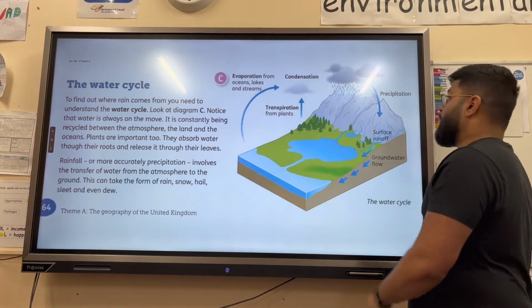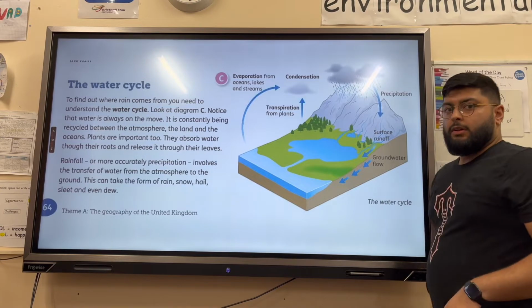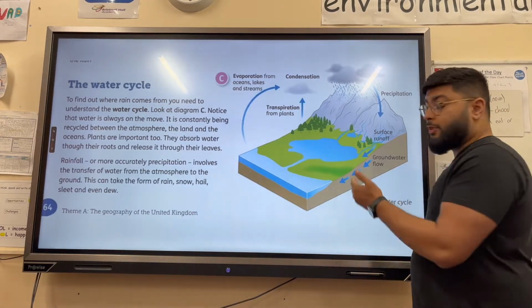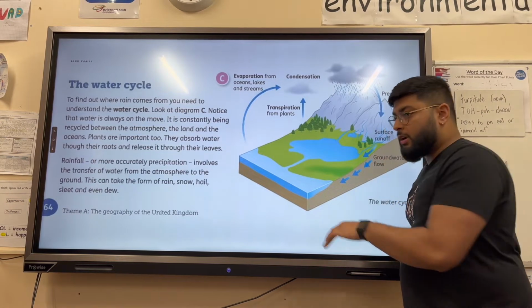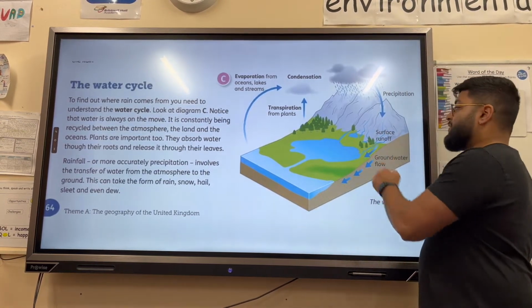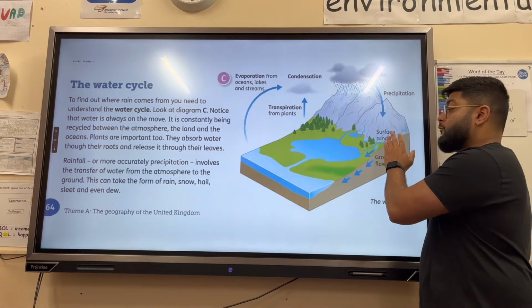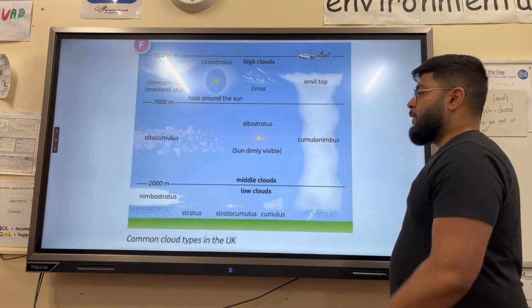How does it get back from rain into the sea? Well, groundwater flow, that does what it says on the tin, it's water flowing through the ground. That can flow through bedrock that is permeable all the way underground back to the sea, or we can have surface runoff where water runs along the surface, but that's quite a bad problem because it causes flooding.